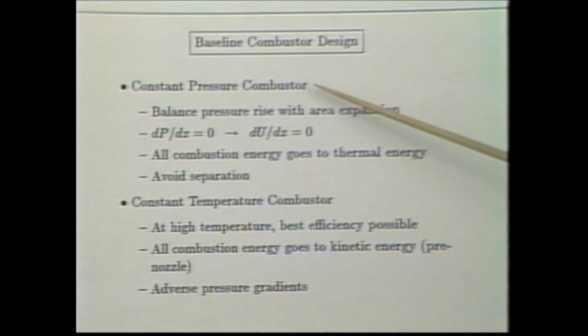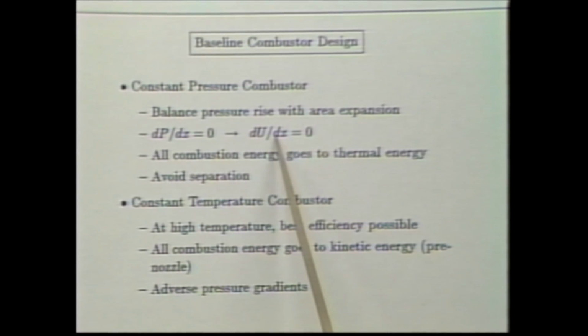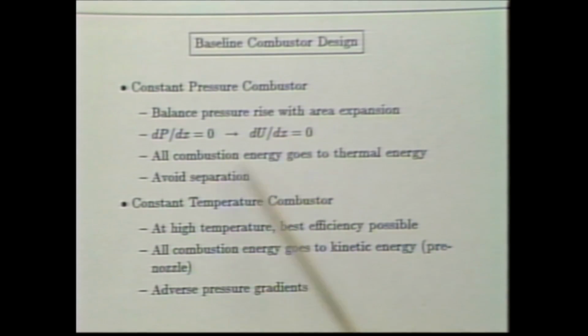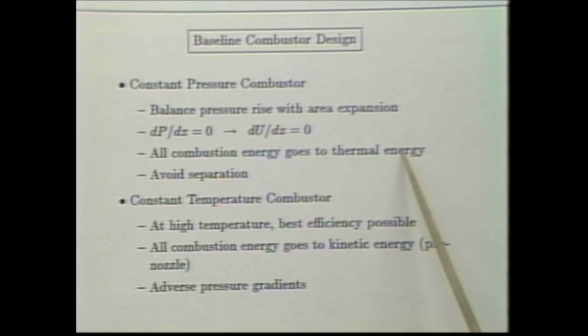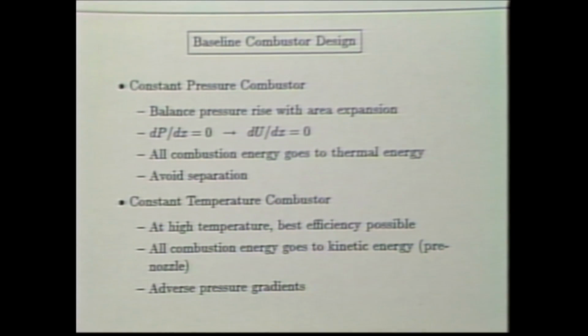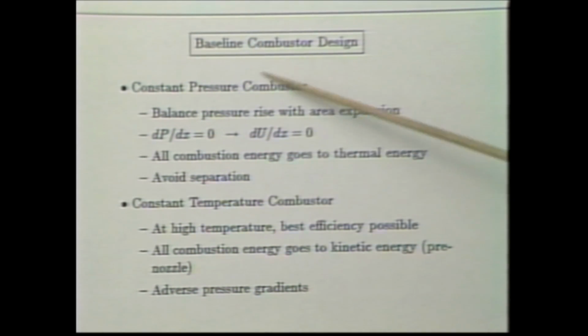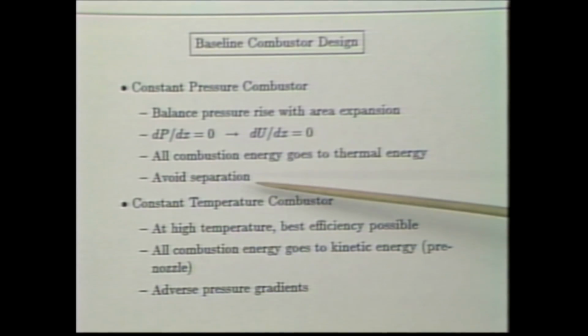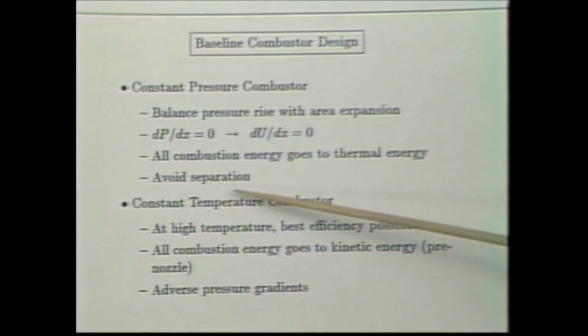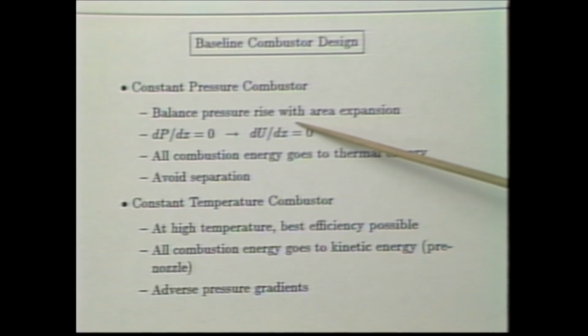One way to think about the constant pressure combustor, by the way, is since there's no pressure gradient, there's no change in the velocity of that engine. So what that means is that all the energy goes into thermal energy. Now, of course, that thermal energy then gets converted to useful kinetic energy back in the nozzle, but it's a limit. And again, the advantage is with the constant pressure design, you avoid separation. And that's why most of the designs we talk about for engines, not only in hypersonic flow, but in all flight regimes, tend to seek constant pressure design.